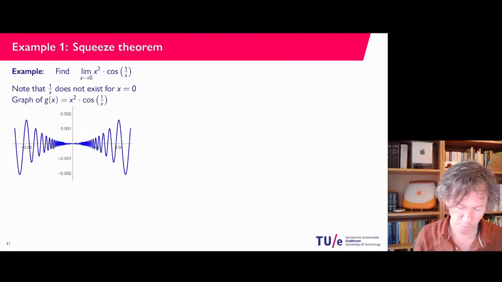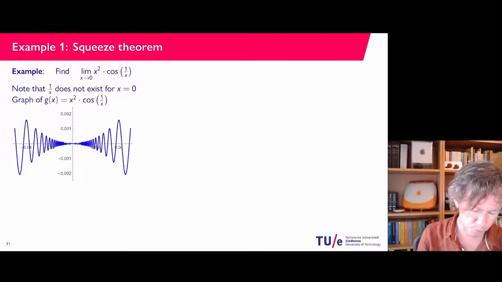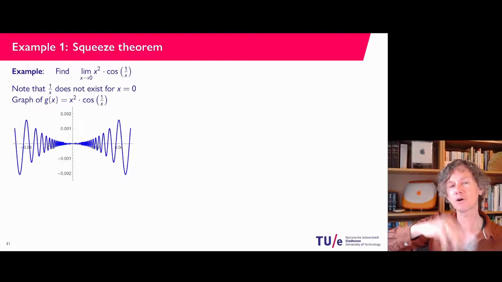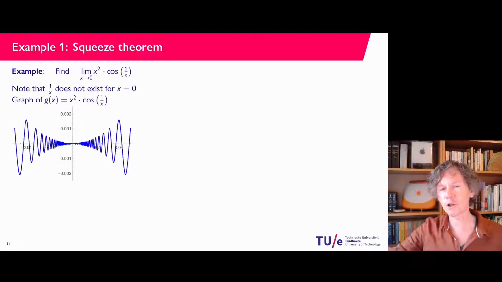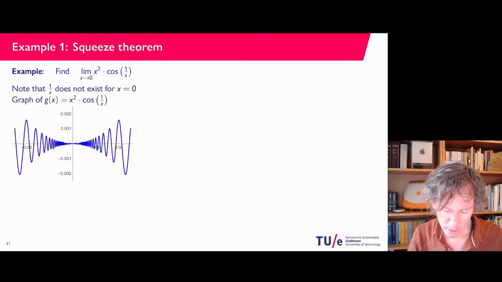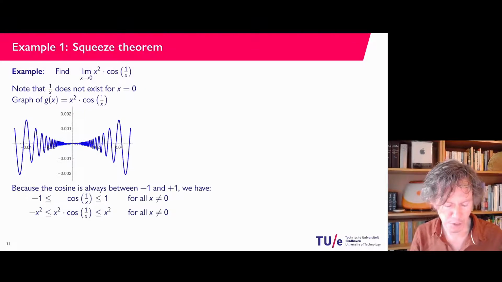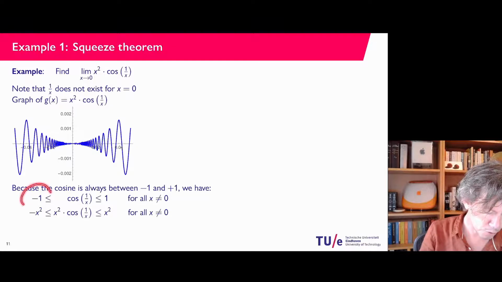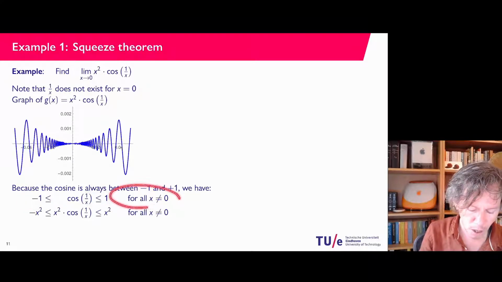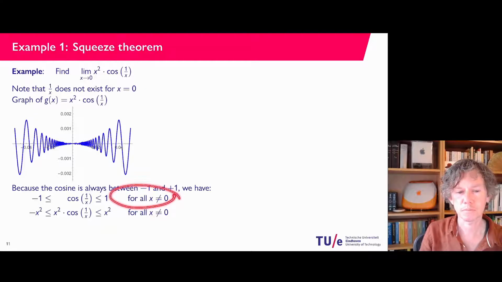So what we have here is just to help you understand. This is the function g(x). So you see that it goes like a cosine, but when you get close to 0, it starts going up and down a lot. Then the limiting values, so the cosine is always in between -1 and +1. And that's true for every x as long as you stay away from 0.